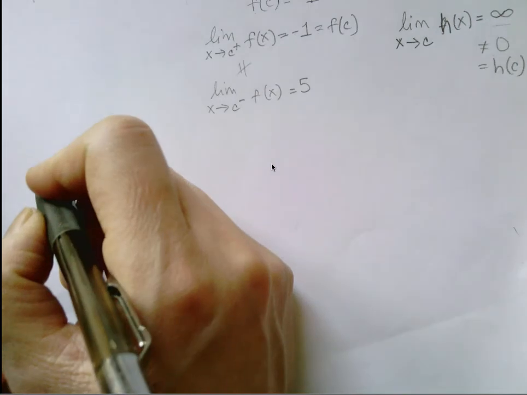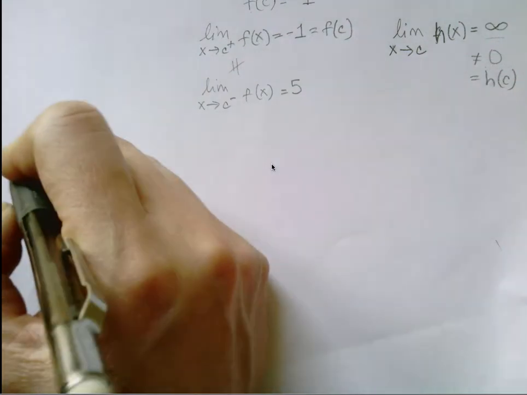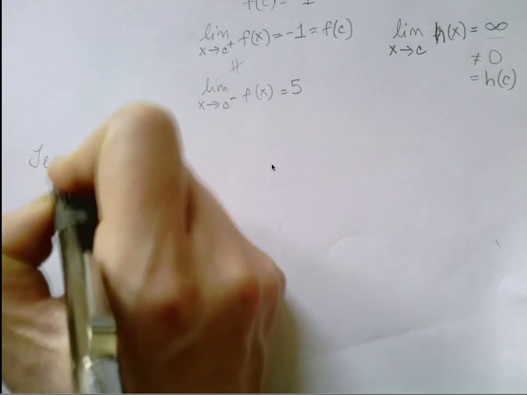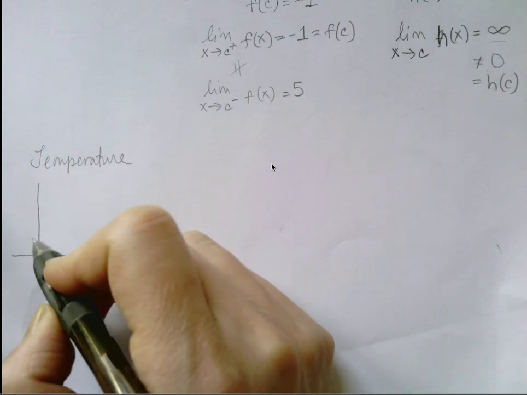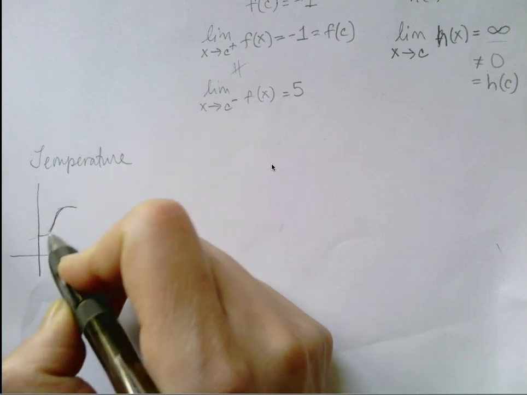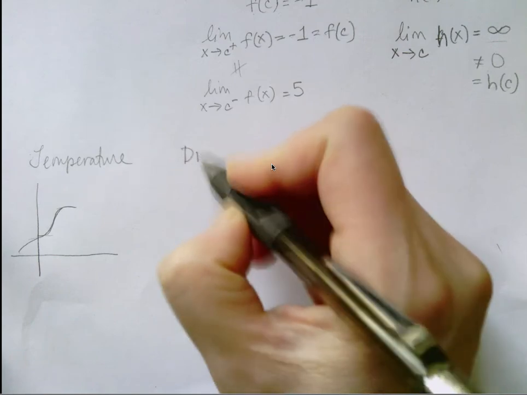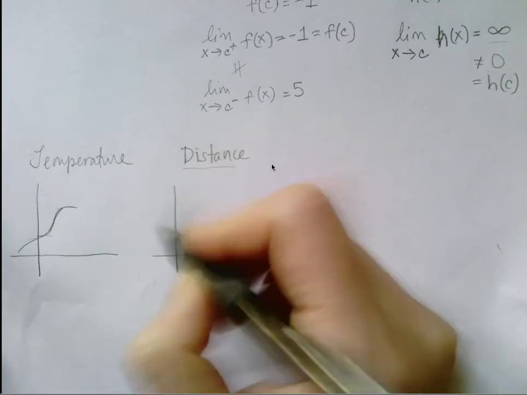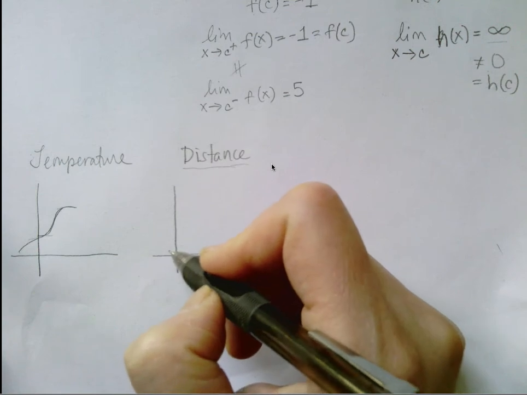So just an example of a function which is continuous, something like temperature. That's a continuous function. Temperature doesn't make a leap from here to here, right? There's a transition. Another function which should be continuous is distance, right? As you move away from something, that should be a continuous function.